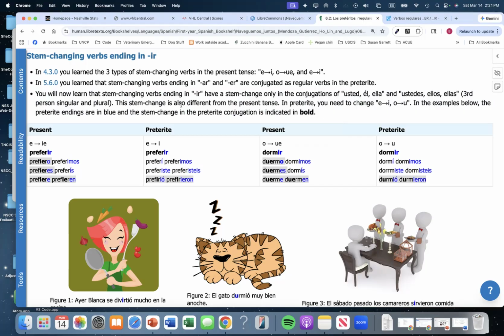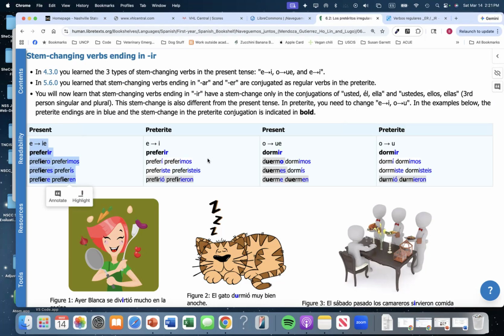Let's take a look. So we have preferir, that is a stem changing verb that ends in IR. So how does it behave in the preterite? So we see the present right here. In the present, the stem changes from E to IE. So we have prefiero, prefieres, prefiere, preferimos, preferís, prefieren.